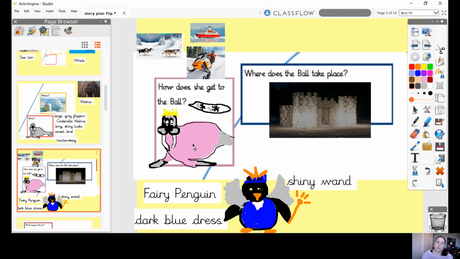How is she going to get there though? Well, it could be on a boat, it could be on a ship, it could be on a snowmobile, it could be on huskies and a sledge. You can decide, it's your story.